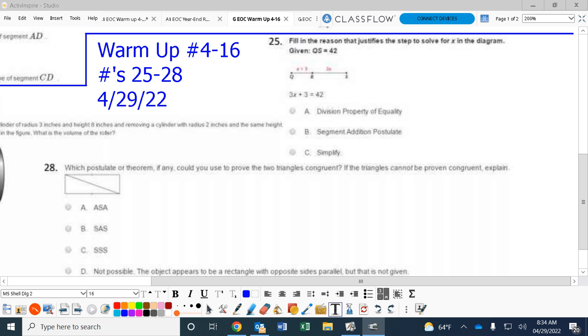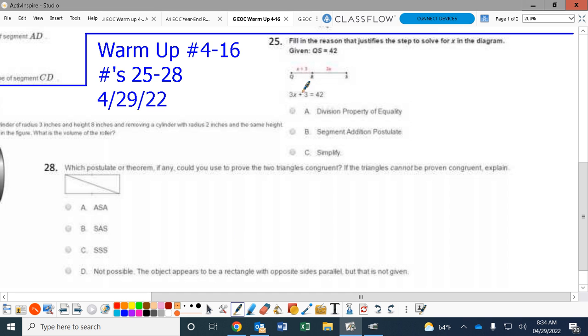The only problem is they don't ask you about that. What they're asking you for is just what property justifies that step. Guys, what lets you set it up as this equation? What's that part plus a part actually called? Out of these three. Yeah, that's the segment addition postulate. That's all you needed to do. There's no work for that. It's just going to be the segment addition postulate, and that is your answer.